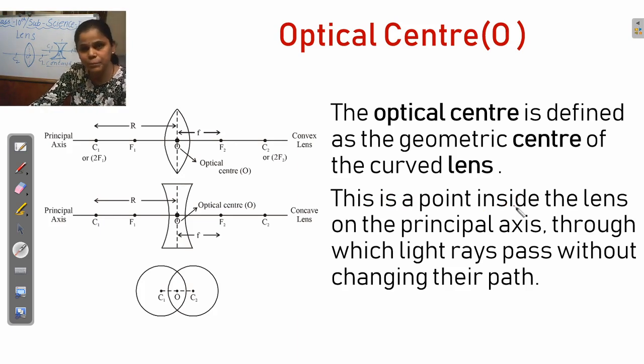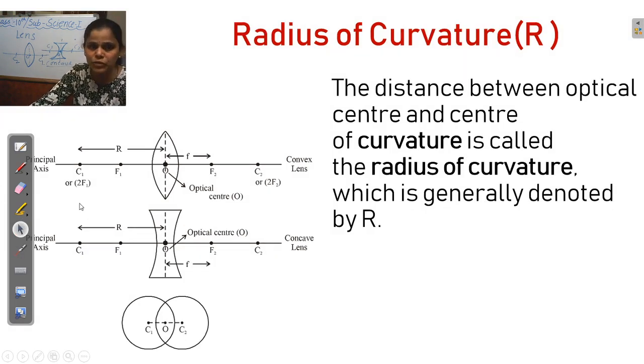This is a point inside the lens, and it is very important. This is a point inside the lens on the principal axis. Inside the lens and on the principal axis. In this lens also, inside the lens and on the principal axis. Got it? The next term is the radius of curvature.